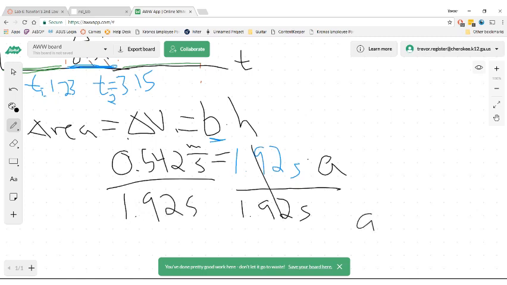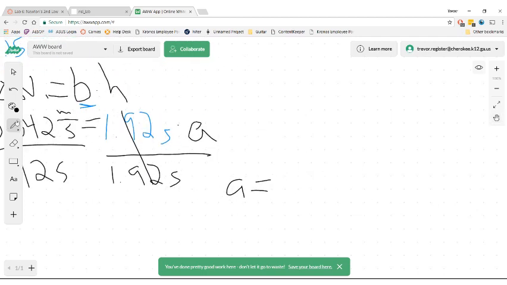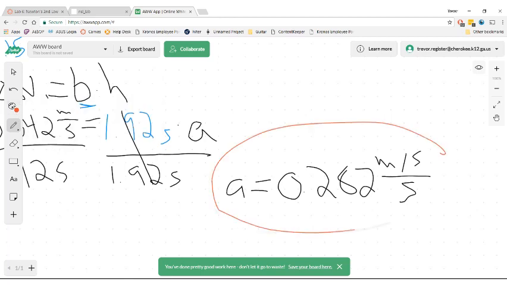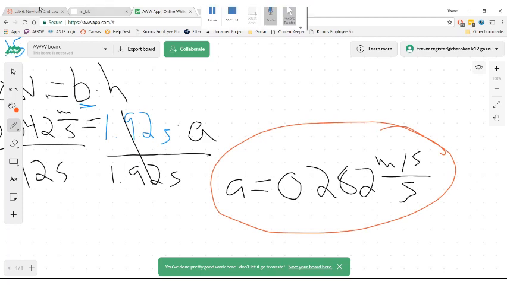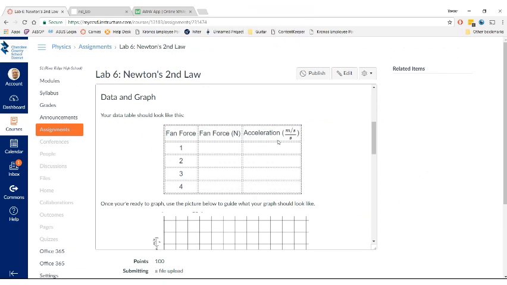And so I get a is equal to 0.542 divided by 1.92. So I'm going to do that in the calculator. I get 0.282 meters per second squared. Okay, and this was the calculation I was trying to make all along. So I go back to my data table, I put 0.282 into the acceleration, and then move on to the next video.